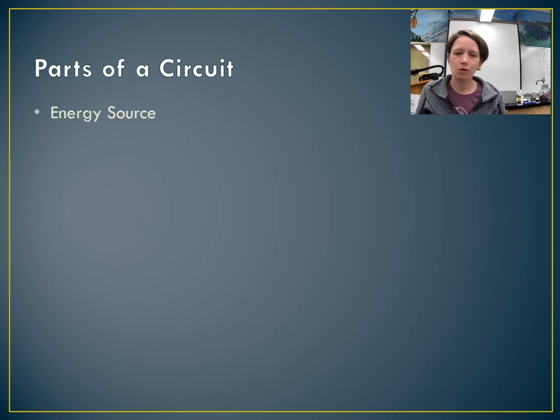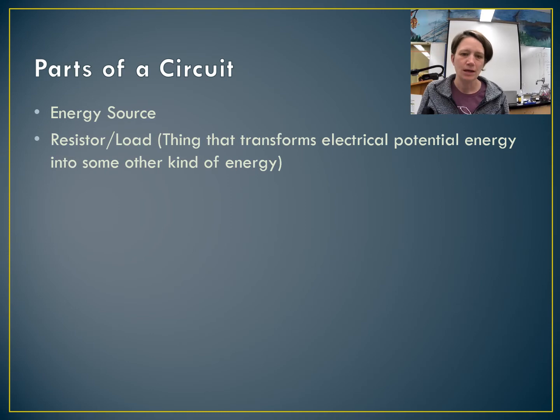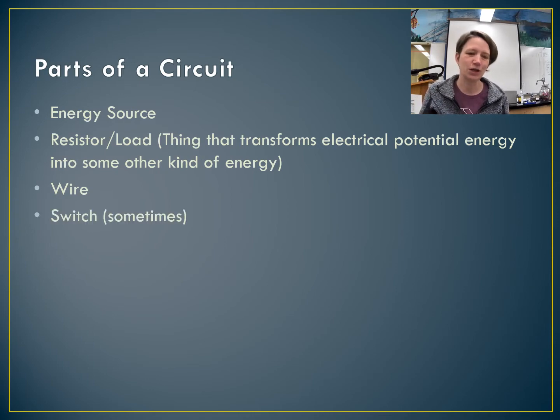So there are four components in every circuit. Number one, every electrical circuit needs to have an energy source. Number two, every circuit should have a resistor, sometimes called a load, and that is essentially the point of the circuit, the thing that takes the energy from the energy source and turns it into something useful. The third thing every circuit probably will have is some kind of conducting wire that is connecting those items to each other. And then most circuits will have a switch that we use to turn the circuit on or off.